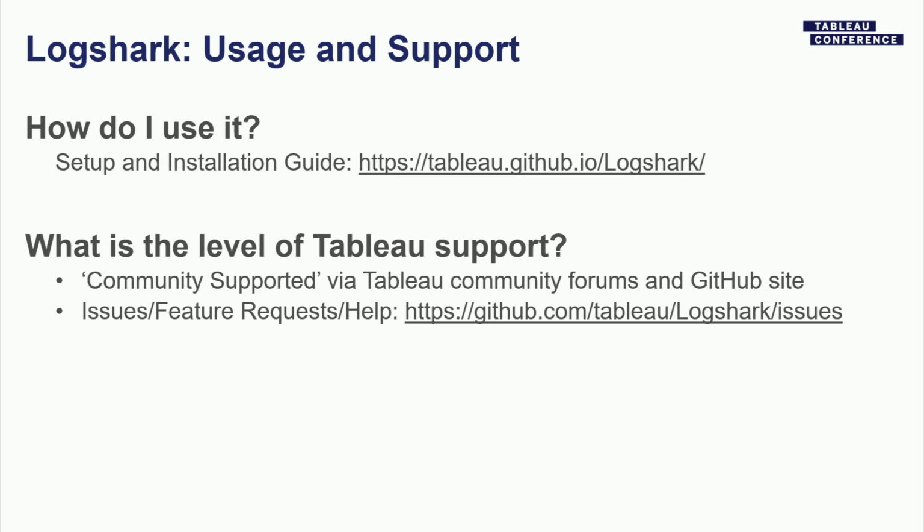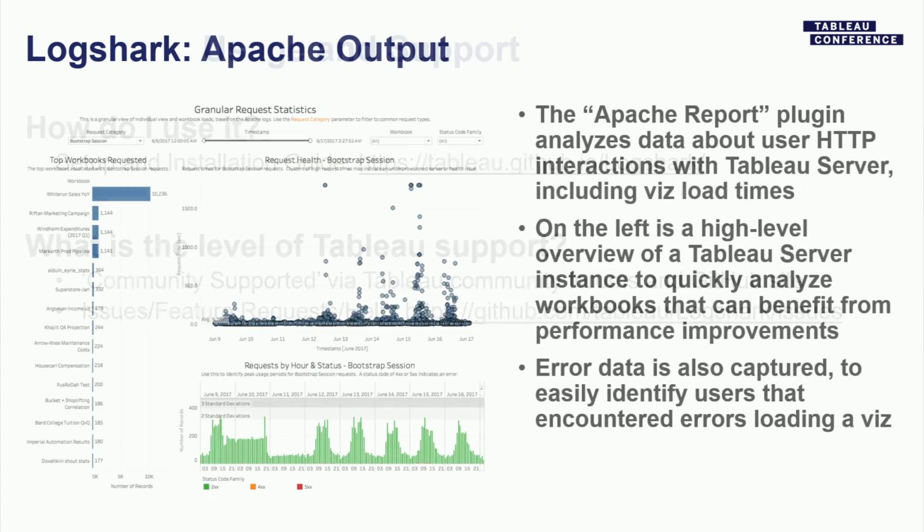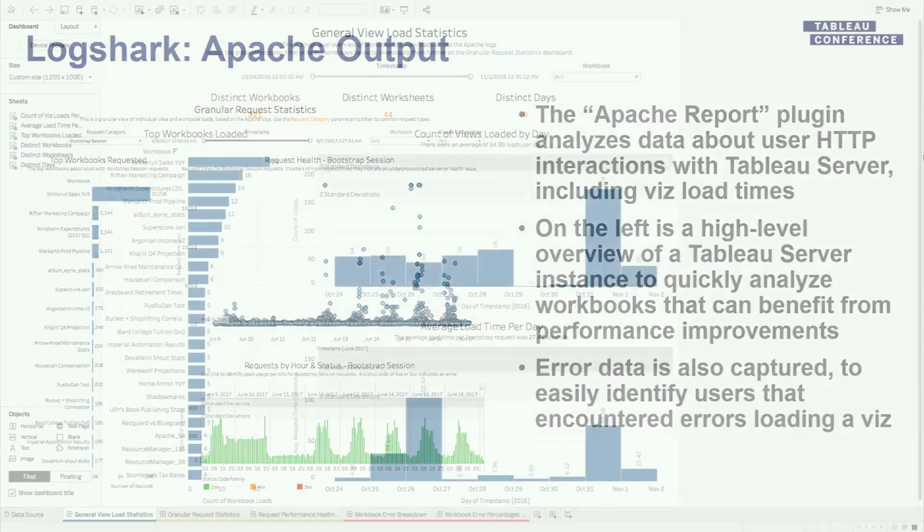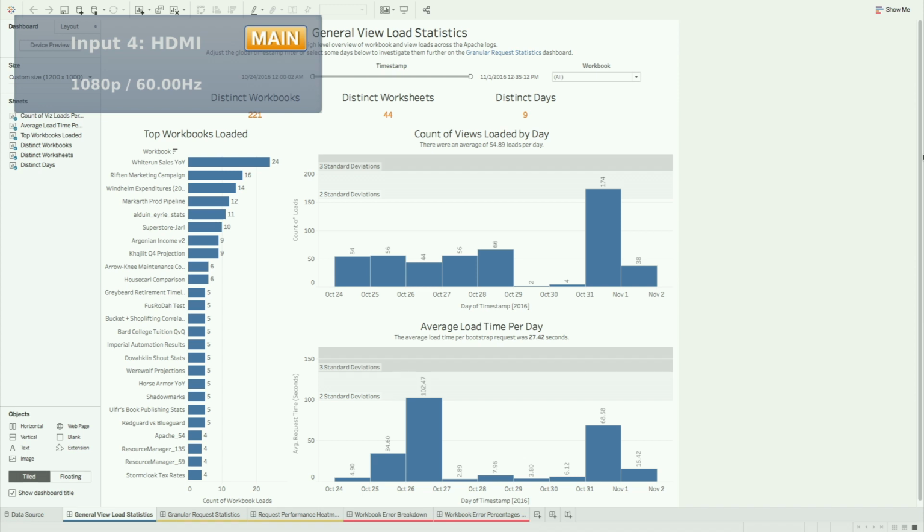And again, we constantly monitor the GitHub site for any issues and requests. We may not be as quick to respond to it. Sometimes we're in crunch mode, but we try to get to it as soon as we can so we can unblock you. With that, I wanted to go through some of the workbooks that are generated by Logshark.